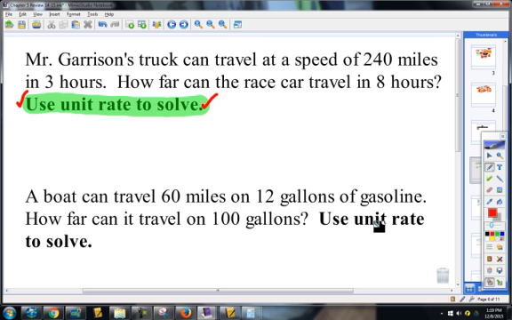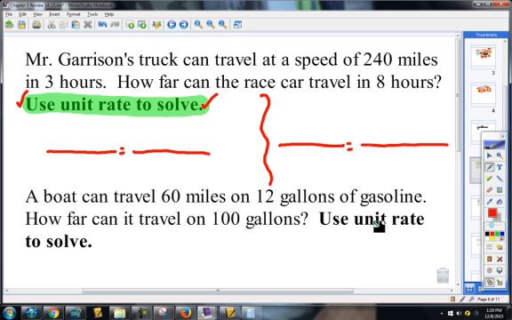Okay? So, whenever you see use unit rate to solve, you've got to know right away that you're going to be dealing with two proportions. Because the unit rate is going to be its own proportion, and then the other one is going to be actually answering the question. Okay? So, I know that my fake ratio is going to be right here, or my fratio. That's my fake right there.